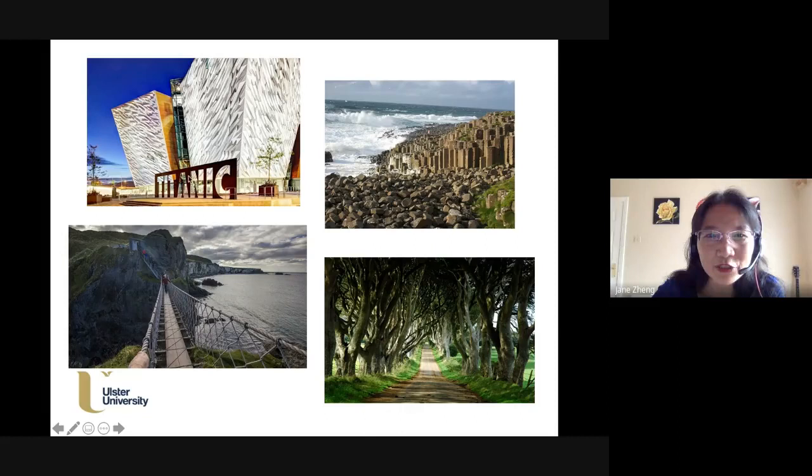The first picture here is the Titanic Museum. Everyone knows about the Titanic, but very few people know it was built in Belfast. And the height of this museum is exactly the height of the Titanic ship above water. And that's the wonderful Giant's Causeway, those big natural stones, and this is one of the world heritage sites. And then the Rope Bridge, a very old rope bridge connecting islands.